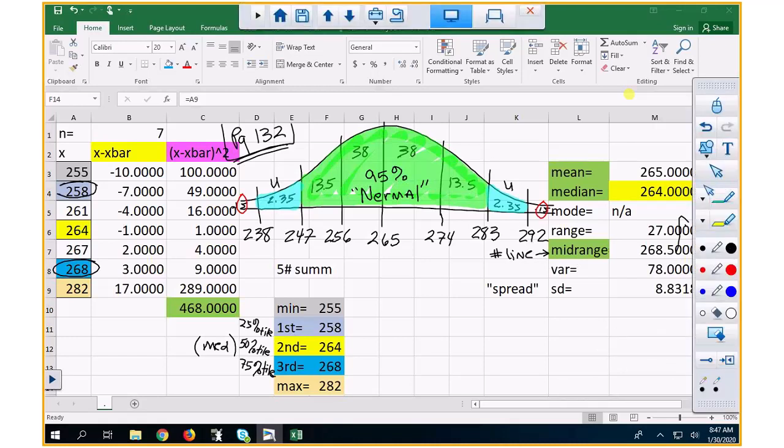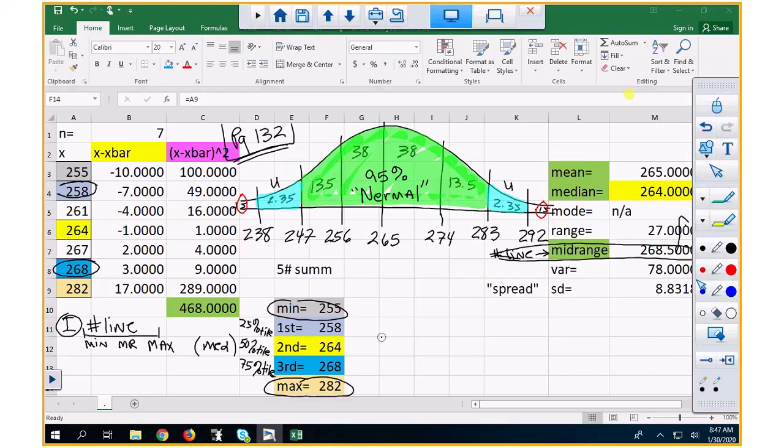Well, the first step to drawing a box plot is draw the number line. So put Roman numeral 1, number line. The number line consists of the min, the mid-range, and the max. That's your number line. So these 3 right here make up the number line.